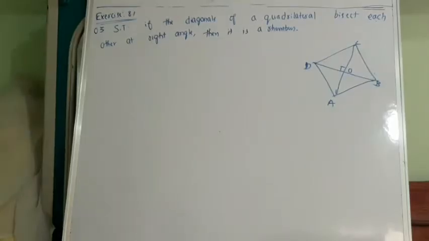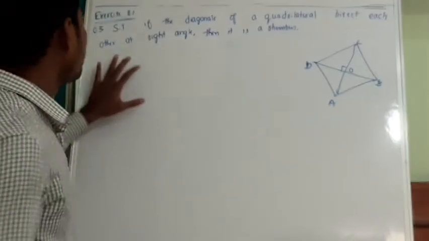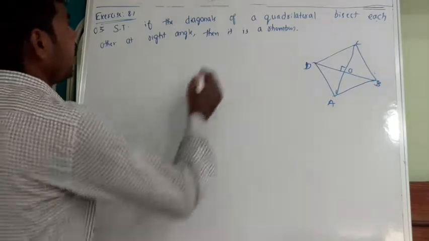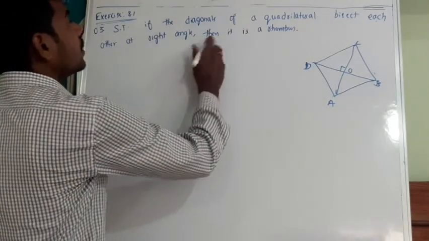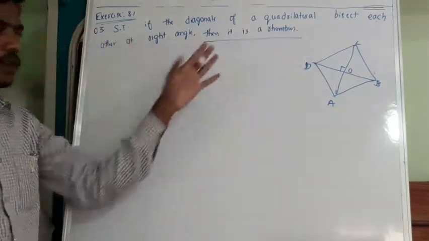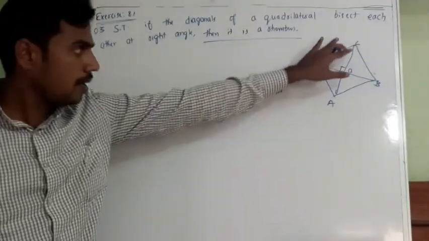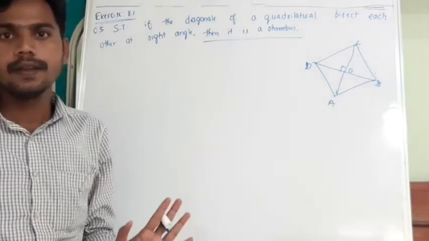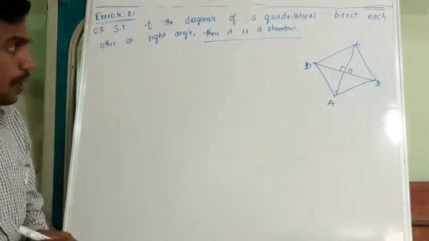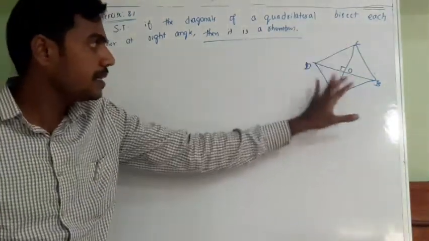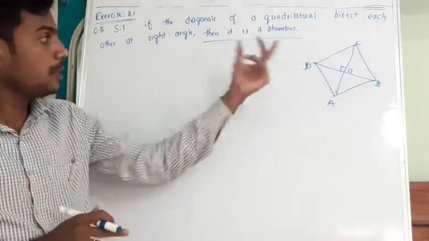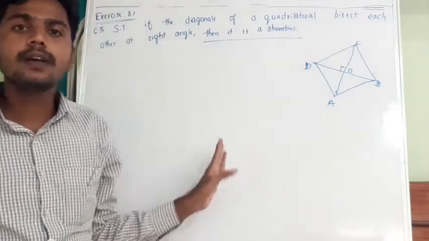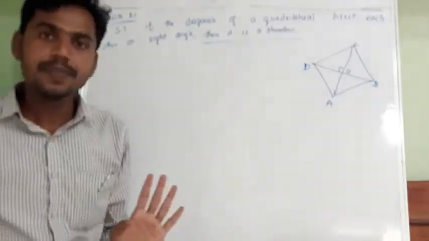So third question, show that if the diagonals of a quadrilateral bisect each other at right angles, then it is a rhombus. We need to show that it is a rhombus. So to prove it as a rhombus, first I need to prove ABCD as a parallelogram. Then I need to show all the sides of the parallelogram are equal. Then I can conclude this quadrilateral is a rhombus.